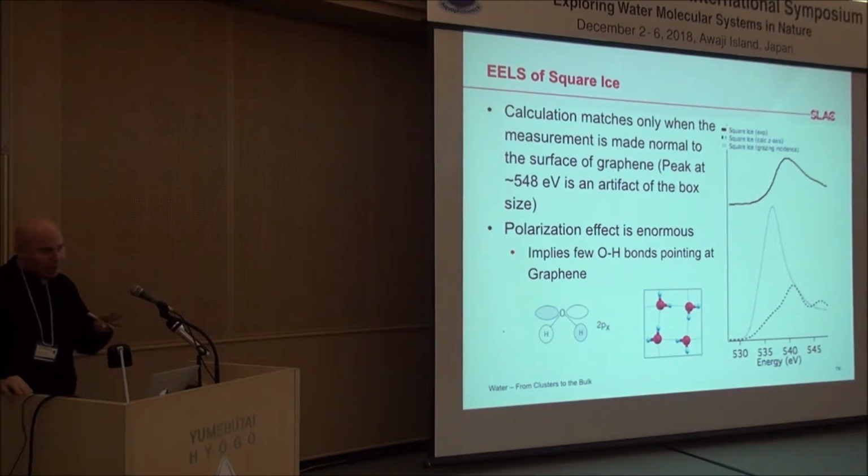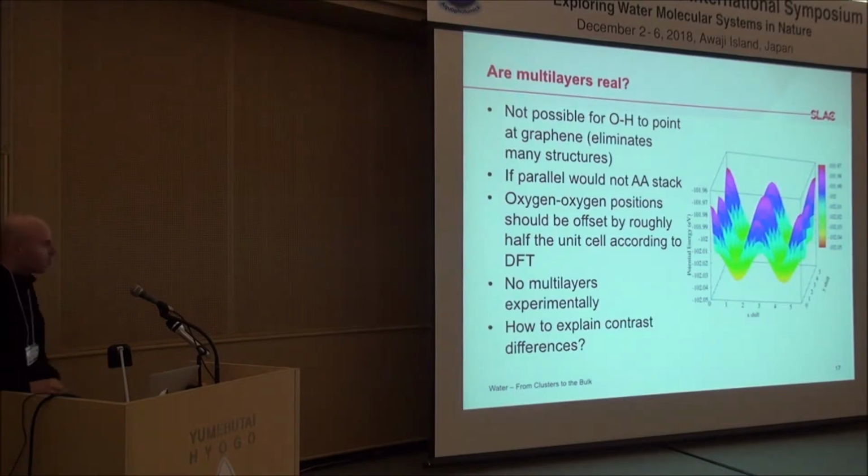Now this has specific implications that are perhaps not obvious yet. It means that you can't have an OHO bond, right? You can't have a hydrogen bond. Because if you do, then there would be oxygens or hydrogens pointed at the graphene. And so it actually becomes possible to now do a structure search.